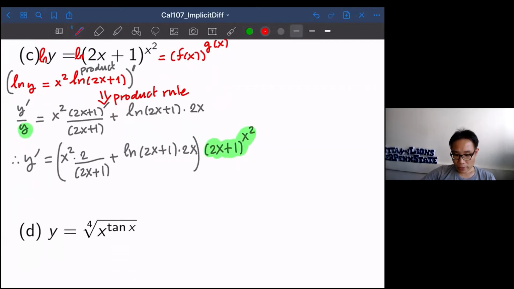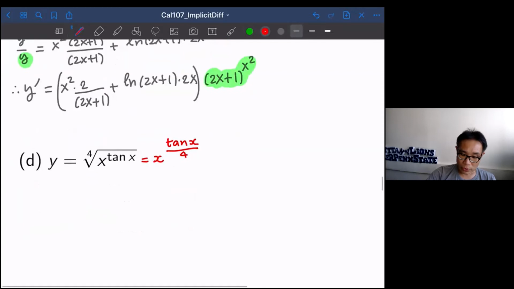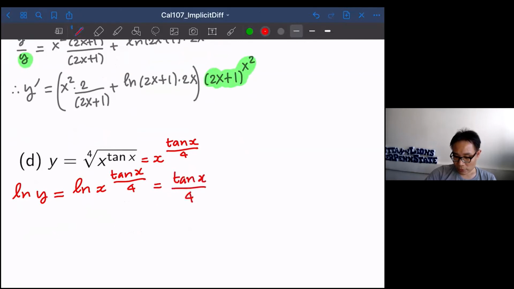Another one, you have y equal to the fourth root of x to the 10x. If you write this one, it's going to be x to the 10x over 4. So this can be written like this. You just take log on both sides, so you have log y equal to log of x to the 10x over 4, and this becomes 10x over 4 times log x.